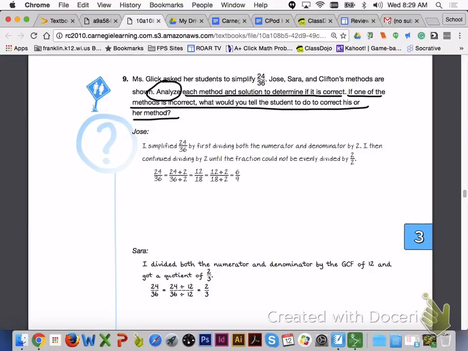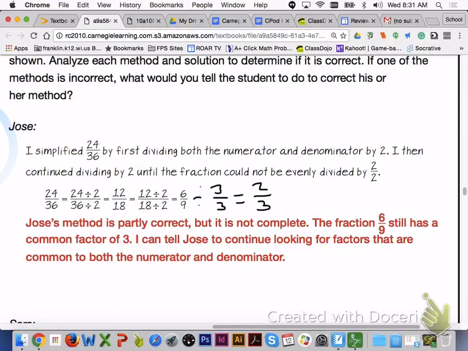Turn to page 159, answer number 9 with your group members. Jose's method is correct, but it is not complete. 6/9 still can have a common factor of 3. So we still need to simplify the fraction by dividing the numerator and denominator by 3/3 to get 2/3 in simplest form.